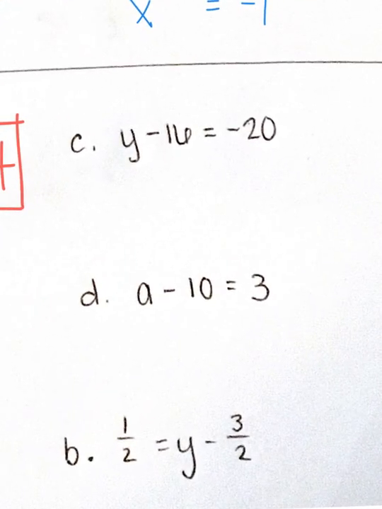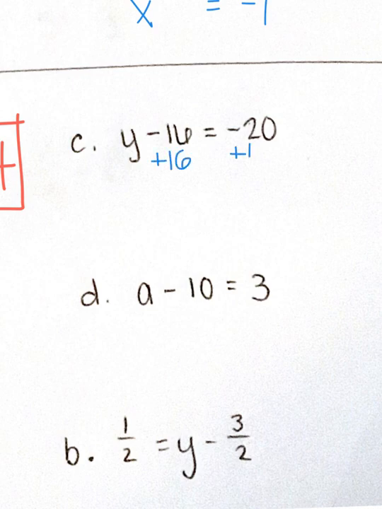Okay, for C here, same kind of thing. y minus 16 equals -20. I can get y all by itself if I add 16 to both sides and turn that to 0. But whatever I do on one side, I have to do on the other side. So I'm going to add 16 to both sides.